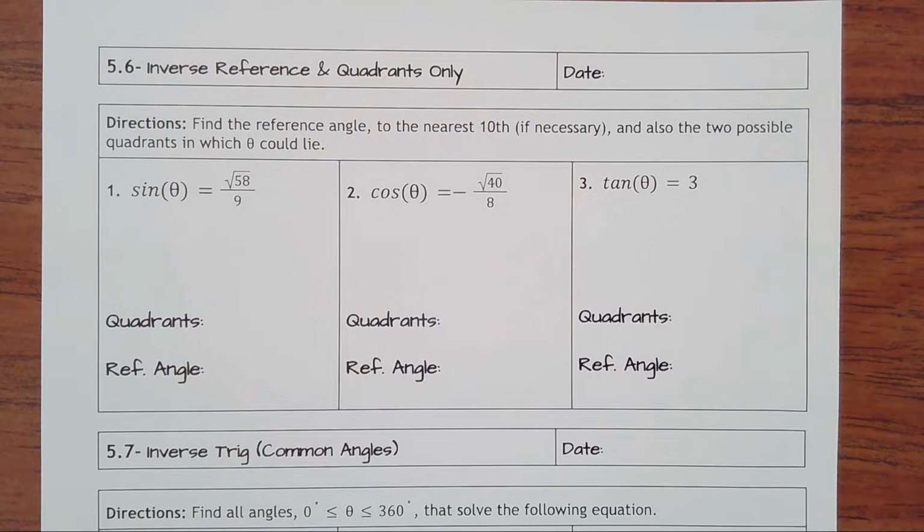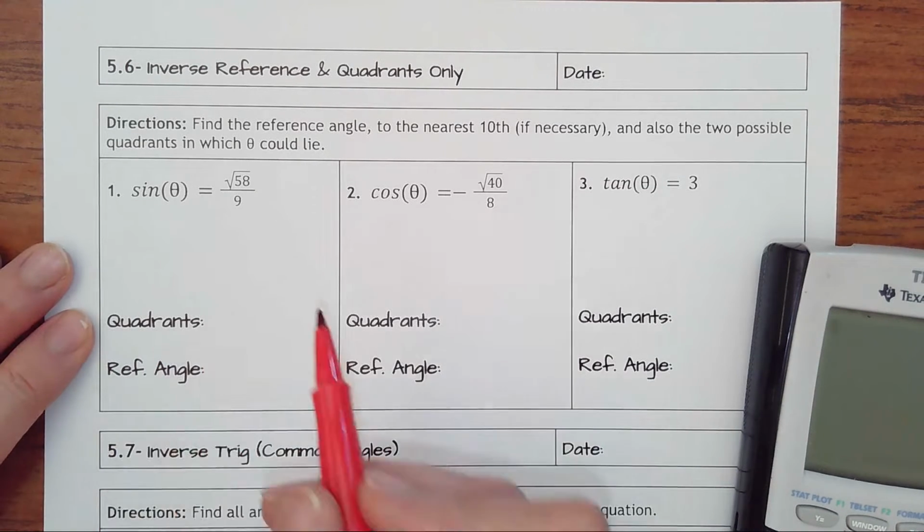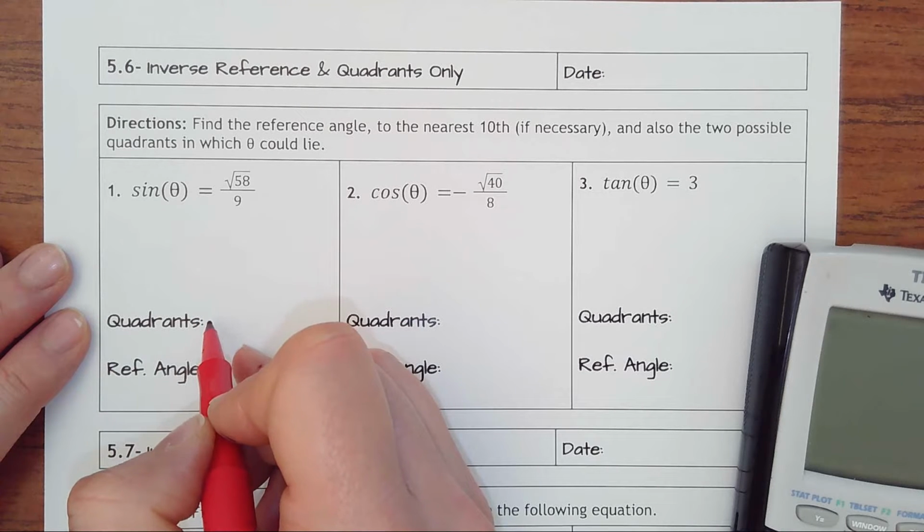5.6 inverse reference in quadrants only. Directions say to find the reference angle to the nearest tenth if necessary, and also the two possible quadrants in which theta could lie. So when you go to find the quadrants, you're just looking at what this is. Is it positive? Is it negative? And then what two quadrants does that trig function lie in with those signs?